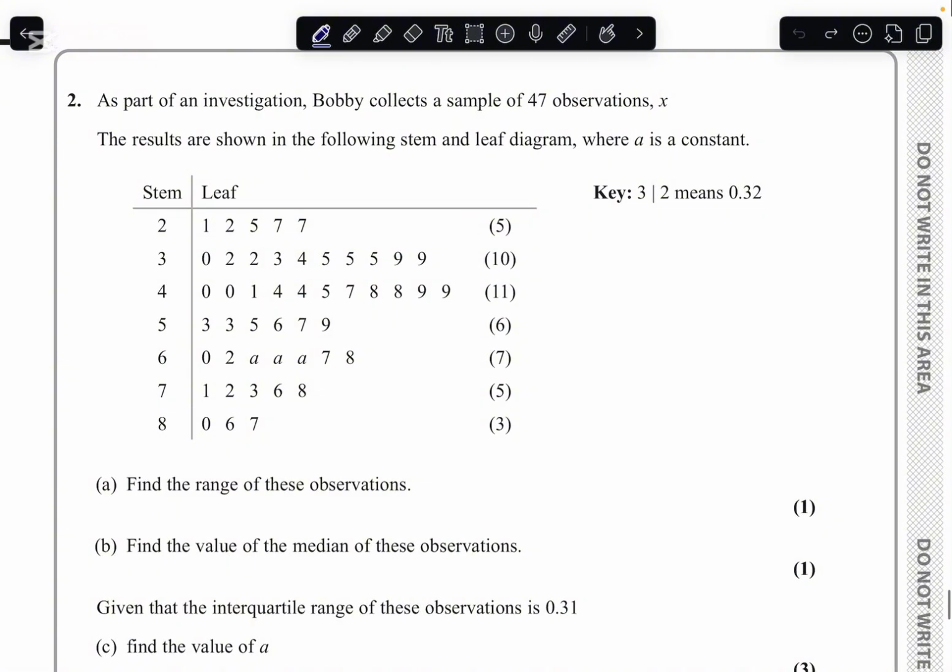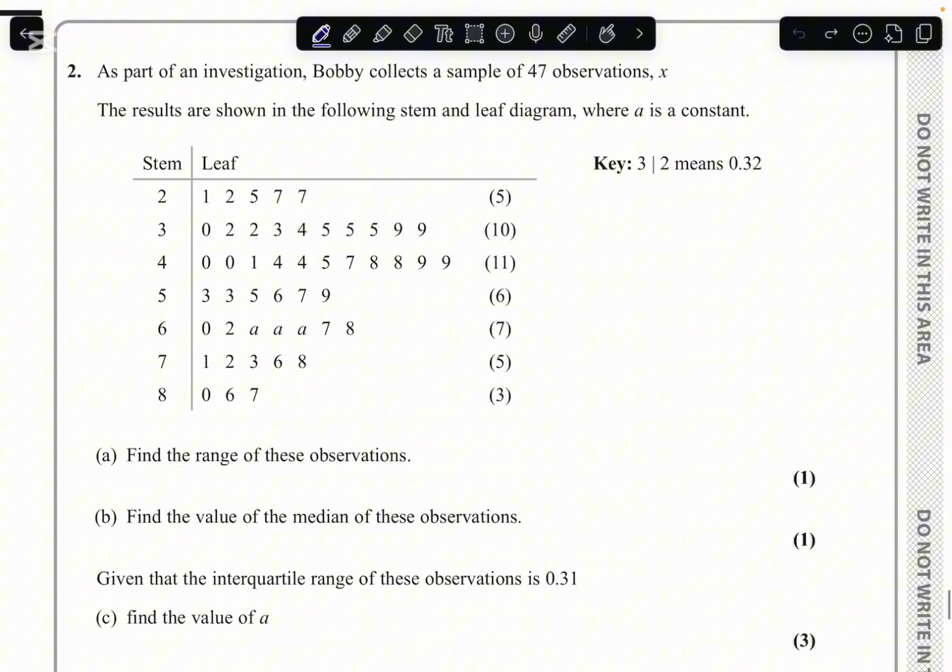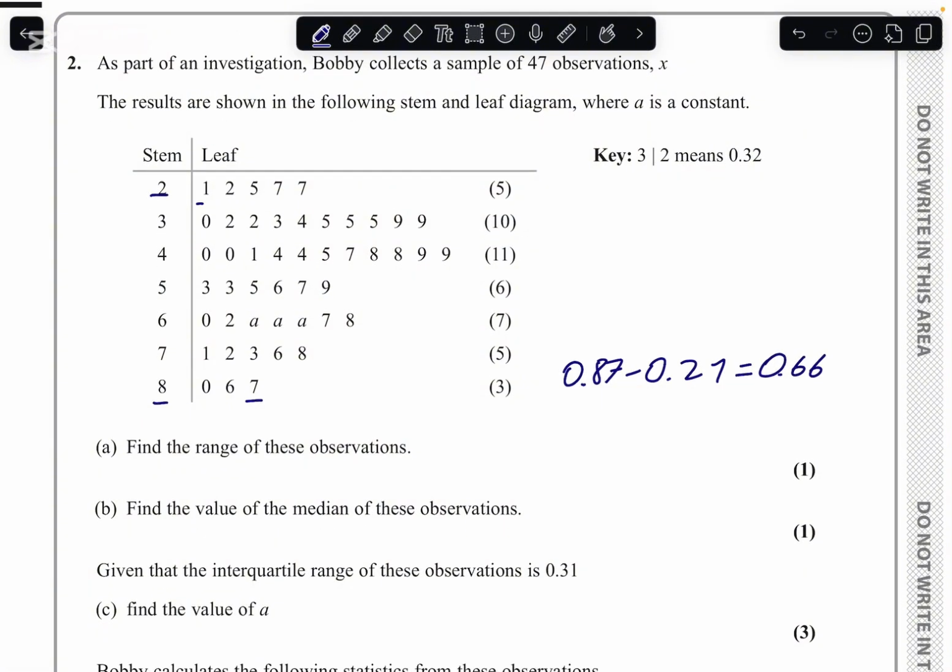The range is the biggest value minus the smallest value. So in this case, the biggest value is 8 and 7, so 0.87, minus 2 and 1, which is 0.21, which gives us an answer of 0.66. In part B, we need to find the median value of these observations.